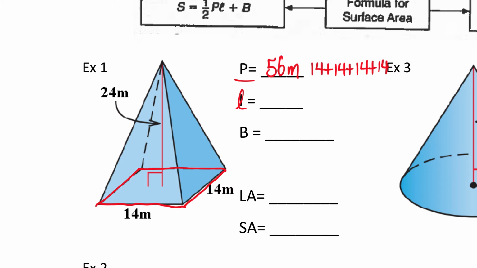The slant height. Is the 24 the slant height? No, the 24 is the straight up height. The slant height is going to be right here.